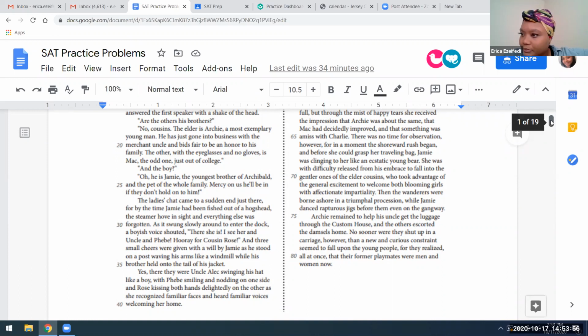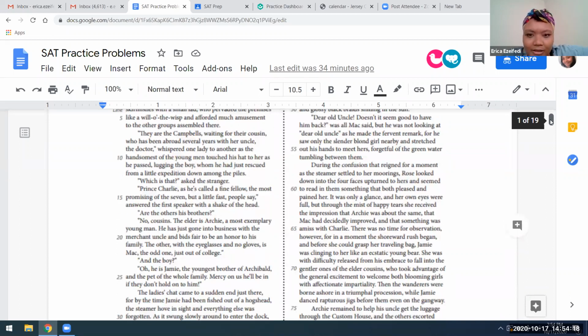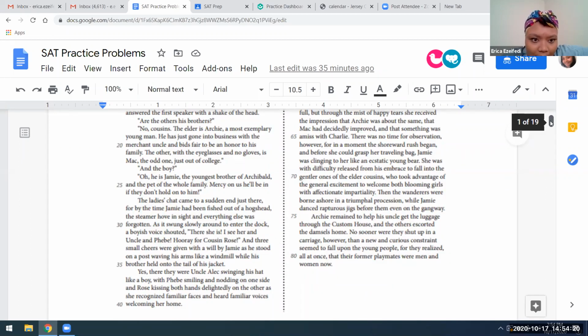So the options are: she feels exhausted and confused after a long journey by sea. We don't see any indication in the passage whatsoever, just looking at the rest of it, about her being confused and exhausted, so we can go ahead and mark that out.